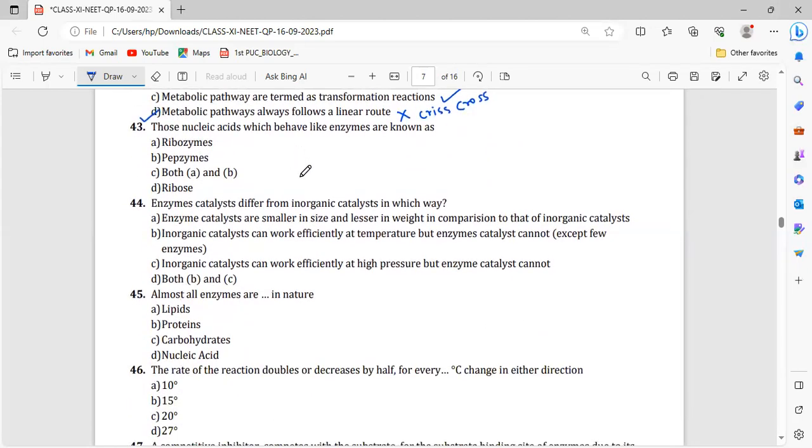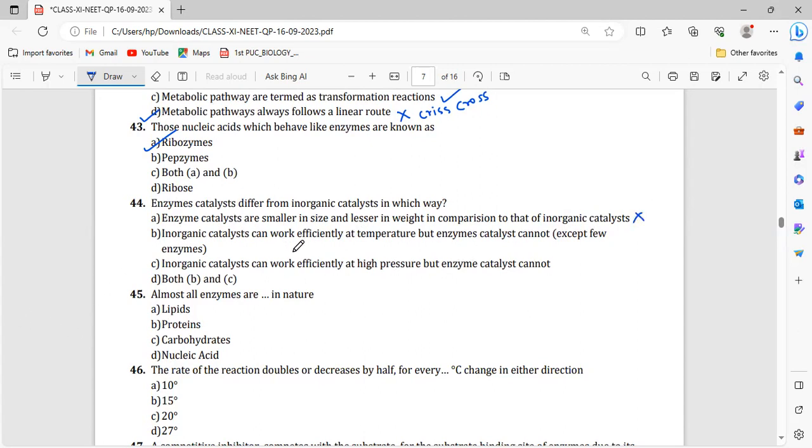43. Those nucleic acids which behave like enzymes are called ribozymes. Then 44. Enzyme catalysts differ from inorganic catalysts in which way? We'll see one by one. Enzyme catalysts are similar in size and lesser in weight in comparison to inorganic catalysts, which is wrong. Inorganic catalysts are smaller in size and lesser in weight. So they have given it the opposite way.